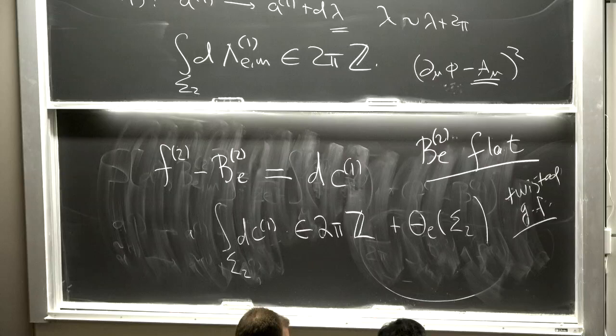Any questions? C is the twisted gauge field, correct. C has modified fluxes.